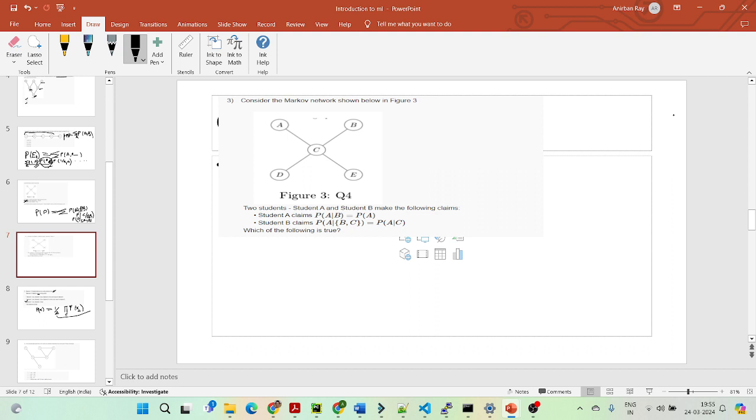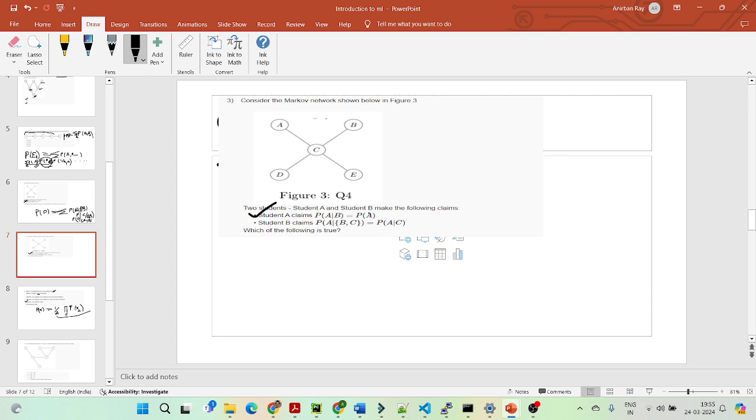If C is known, that means it is blocking, and the parent components will be independent. See, if C is known, then A and B are independent, right? D and E are also independent. A and D are also independent. B and C are also independent. B and E are also independent. So you can break down the first part like that. As you see, C is not known here, so A and B are not independent. So it is false.